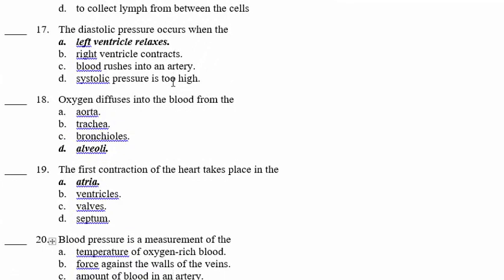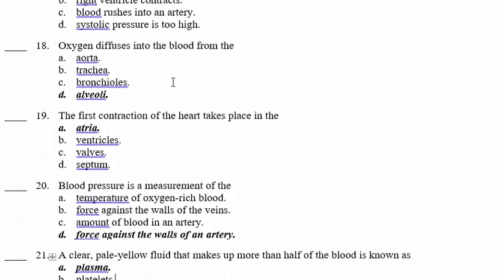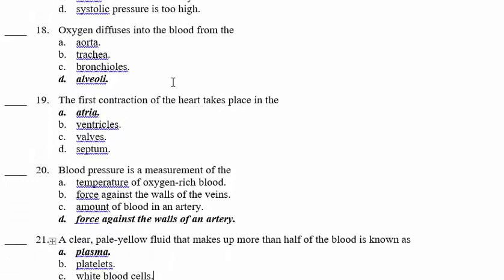18, oxygen diffuses into the blood from the alveoli. The alveoli are the air sacs that are present in your lungs, and in the alveoli the air exchange occurs. The first contraction of the heart takes place in the atria. In the atria there is a point that is called the sinoatrial node that produces an electrical impulse that produces the contractions of the heart.